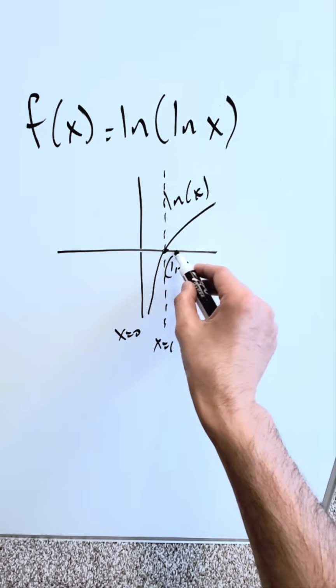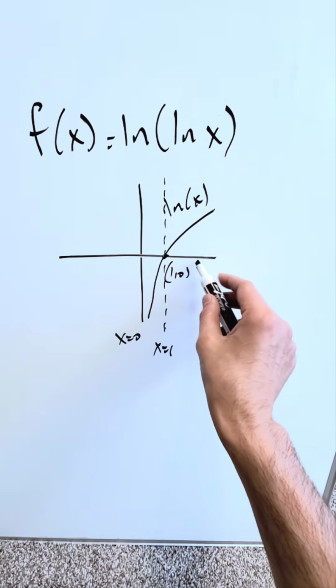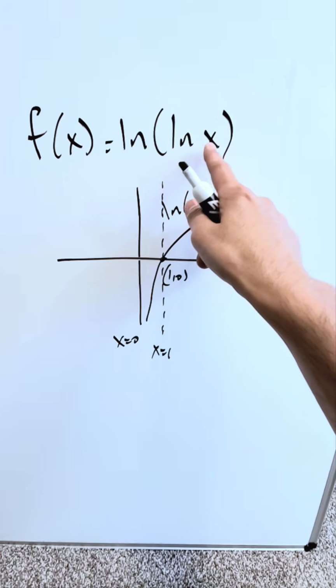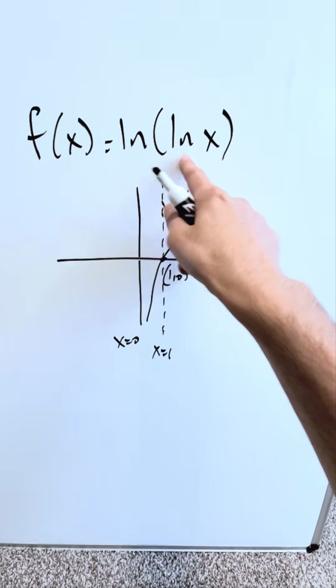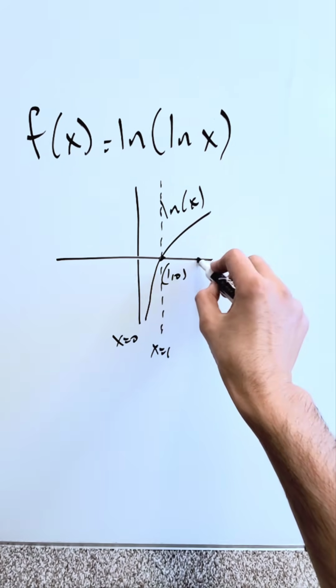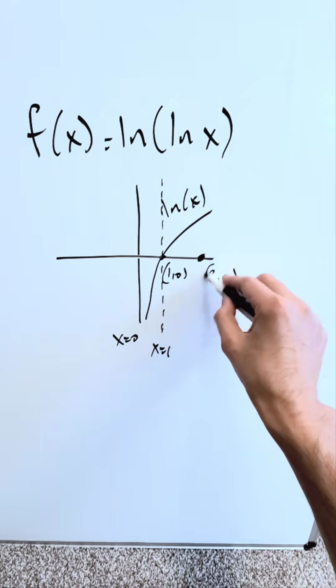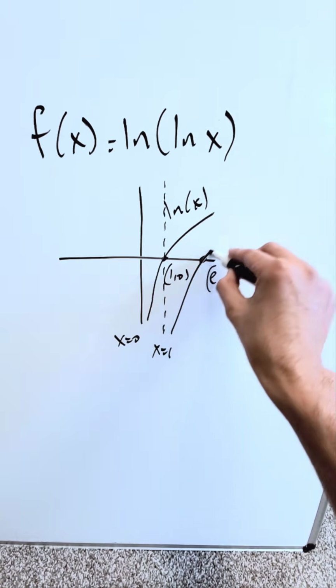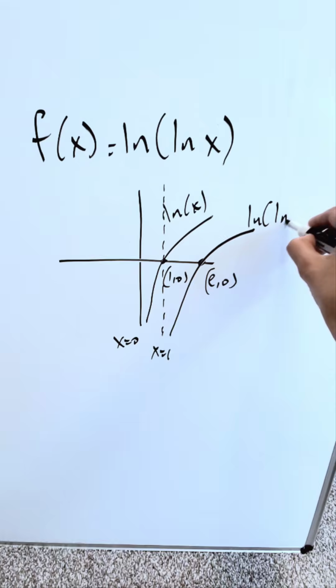That means I have an x-intercept somewhere here, and how can I determine that? If I put in natural log of e, I'm getting a 1, then natural log of that 1 becomes a 0. So I see clearly that (e, 0) is my new x-intercept, and my graph looks something like this. This here is natural log of natural log x.